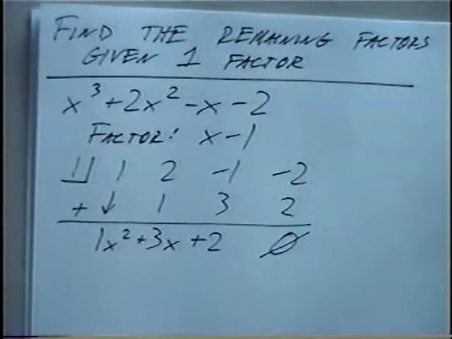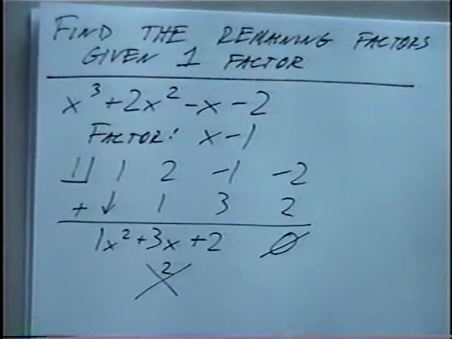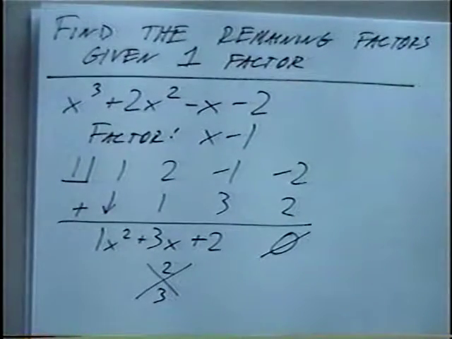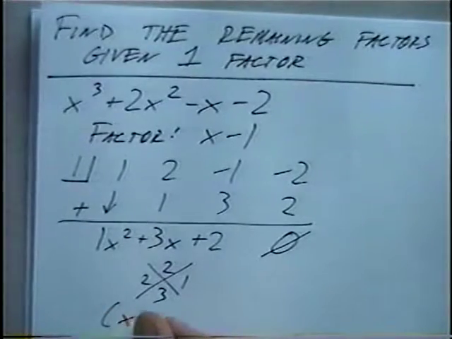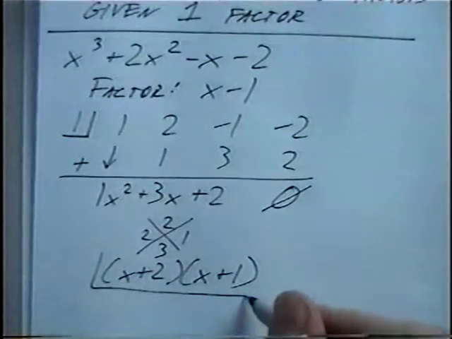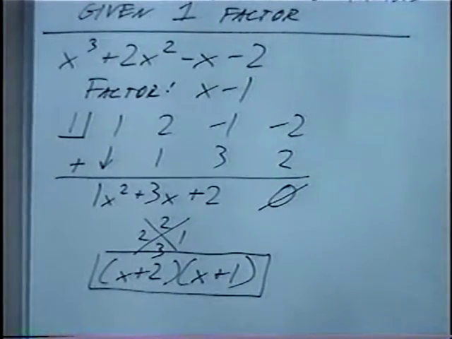What we want to do now is factor this. It is a trinomial. You can factor using the diamond method. 2 goes on top. This is a coefficient of 1, which makes it a little easier. Bottom number's 3. Multiplies to get 2, adds to get 3. That would be 2 and 1. So your answer on this one, x plus 2 and x plus 1. So given one factor, x minus 1, we were able to find the remaining two factors, x plus 2 and x plus 1.